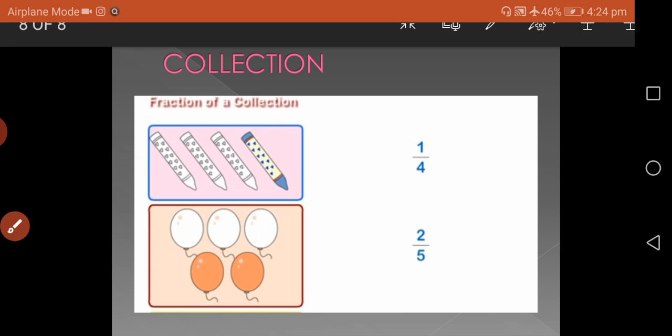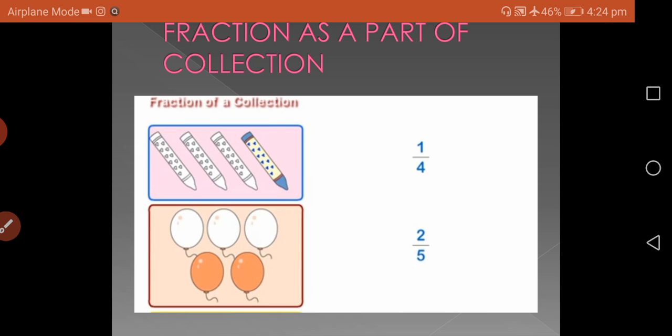So I hope you have understood how to express the fraction or write the fraction and how to write the fraction of a collection.